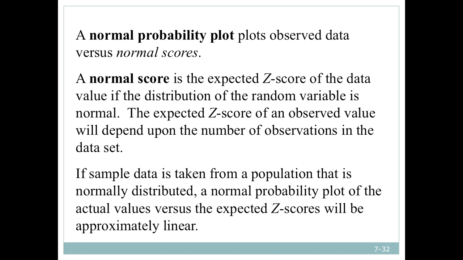So we can use something called a normal probability plot, and what it does is it plots observed data versus what are called normal scores. Now, normal scores are just the expected z-scores of the data if the distribution is normally distributed. So expected z-scores of an observed value are going to depend on the number of observations in the data set. So if sample data is taken from a population that is normally distributed, a normal probability plot of the actual values versus the expected z-scores is going to be pretty linear.